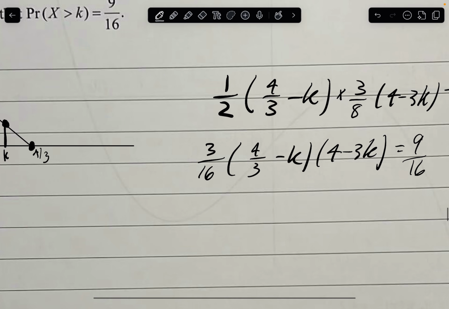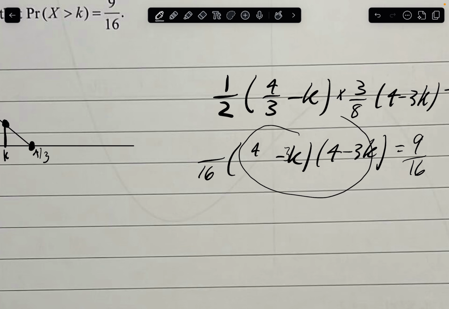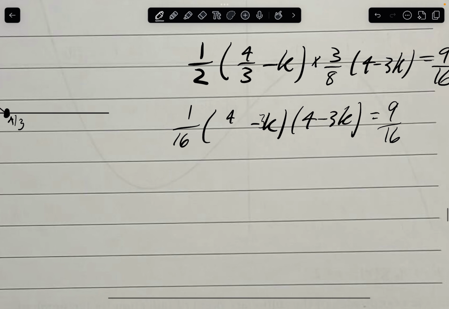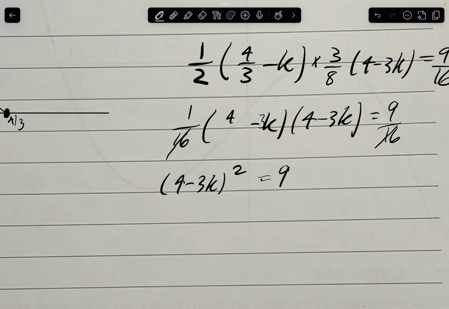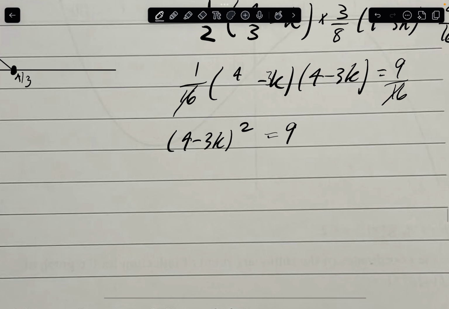Now, what you can do is put that 3 on the inside to make it 4 minus 3k, which would make this squared, and 1 on 16. And then the 16 you can cancel. You can say 4 minus 3k squared equals 9. And then 4 minus 3k is equal to 3 or negative 3.